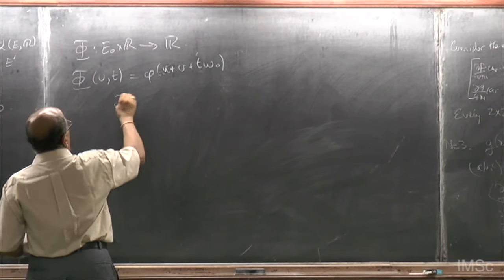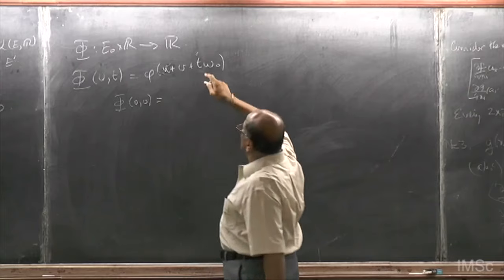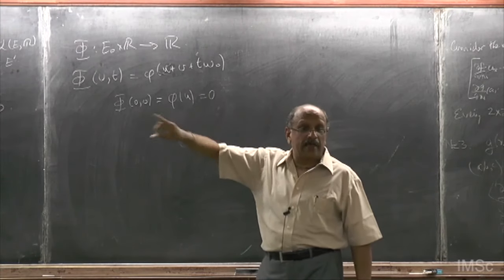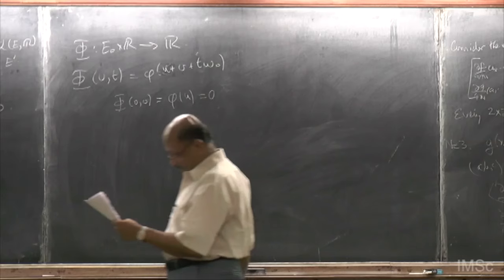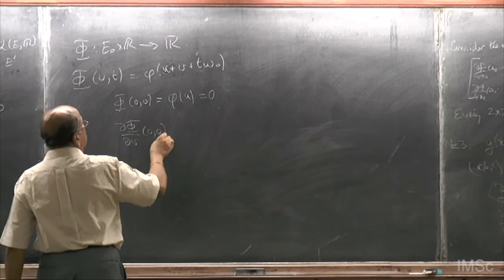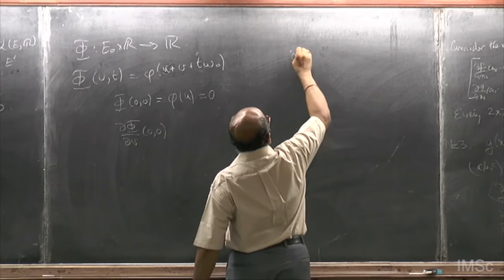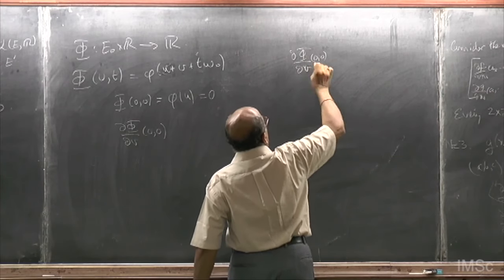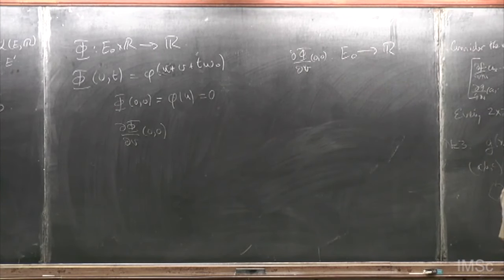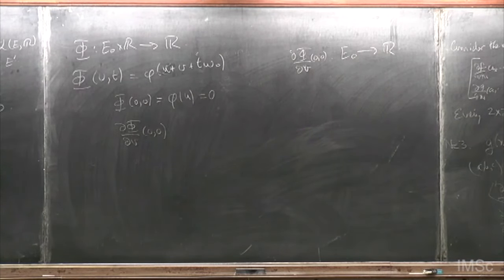So, what is phi of 0, 0? It is phi of u, but phi of u is also 0 because u belongs to K. Now, what is d phi by dV at 0, 0? So, d phi by dV at 0, 0 is a mapping from E naught to R, right. When you have a partial derivative, it will go from the corresponding space to R. That is how we have defined partial derivatives. And what is that equal to?